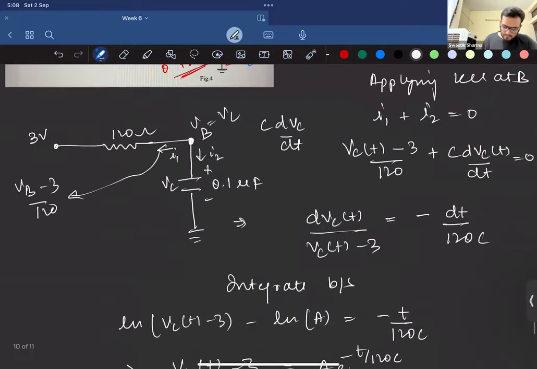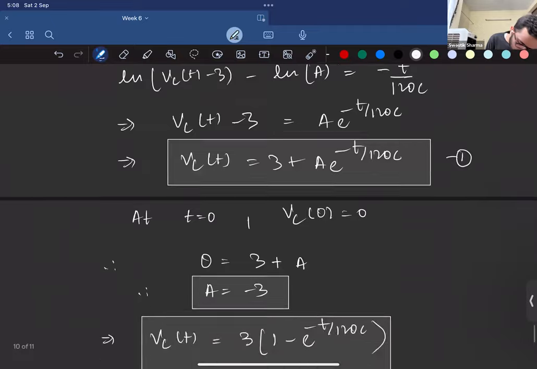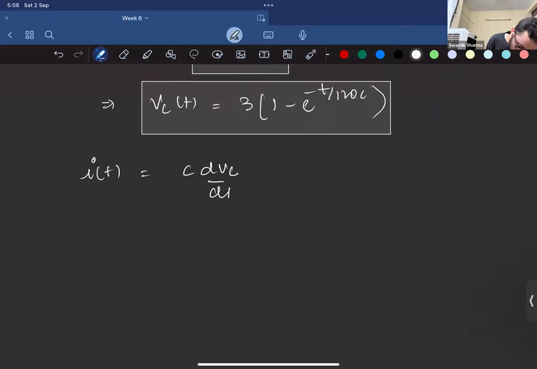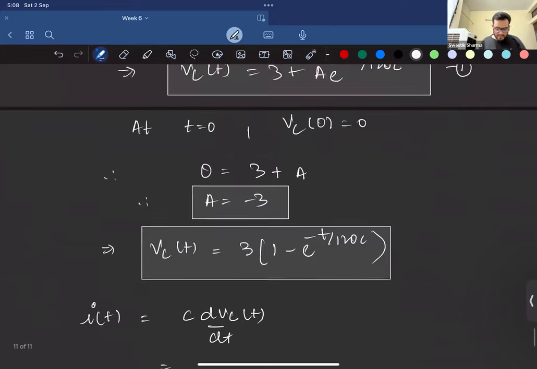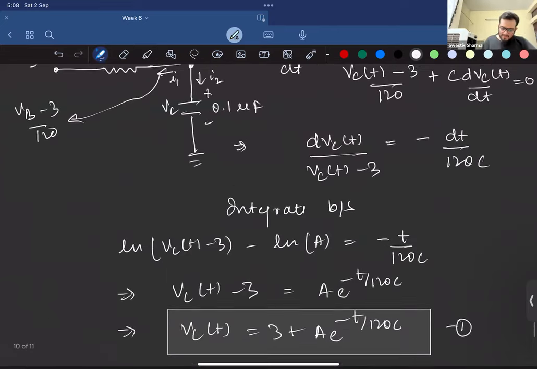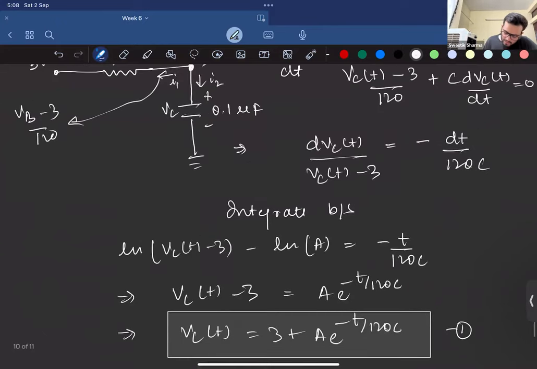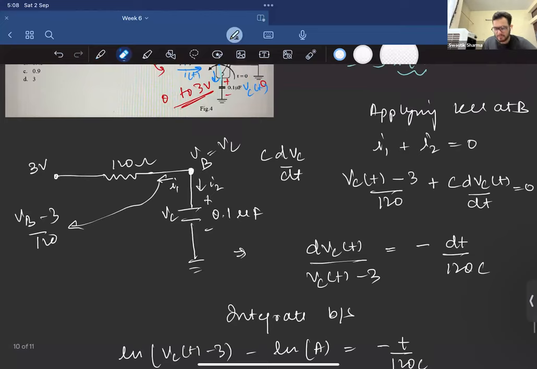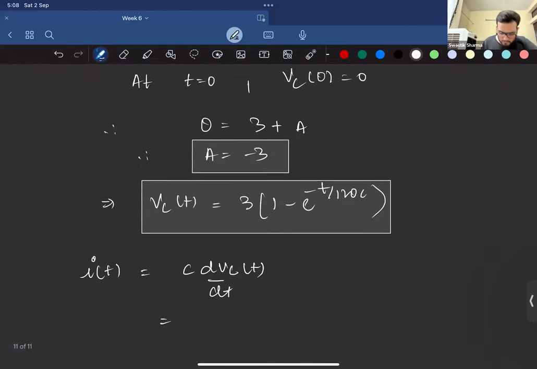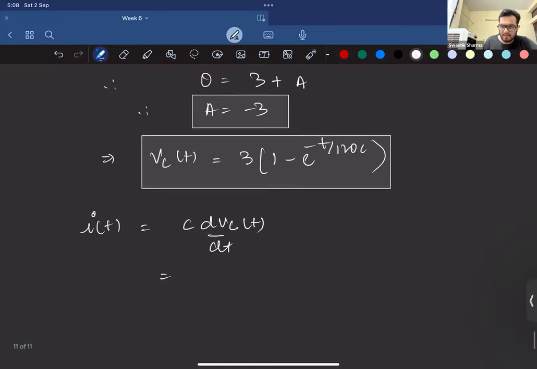Now we need to find i(t). So let's differentiate it now. Our main goal was to find this current i(t). So for i(t) we required VC(t), and we found VC(t) to be nothing but 3 (1 minus e raised to power minus t by 120C), where 120C is the time constant. Now we are trying to find i(t) by differentiating VC. So it comes out to be 3C times the differentiation of this: 0 minus 1 upon 120C e raised to power minus t by 120C.